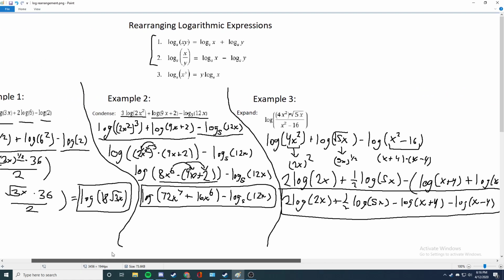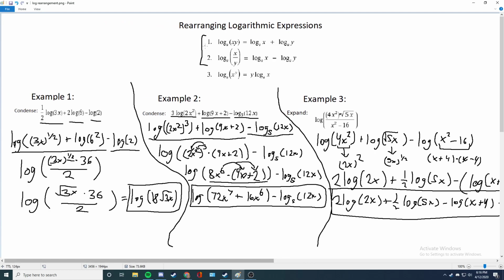Yeah, so that's about it. All you really want to do is try to keep in mind all three of your properties, and make sure that the log expressions have the same base before you try to combine them. So yeah, that's about it.